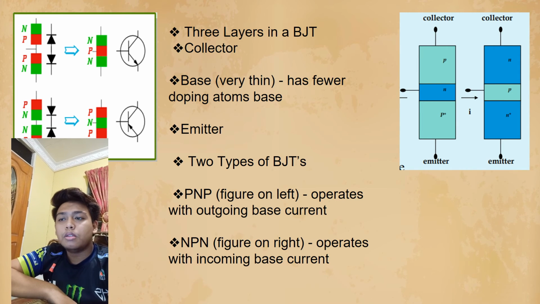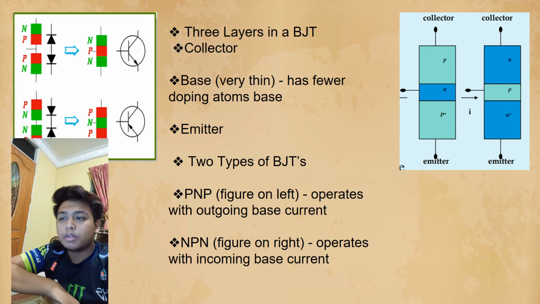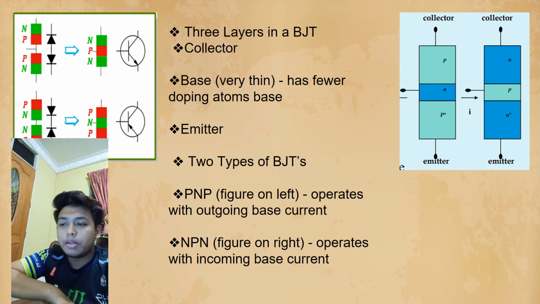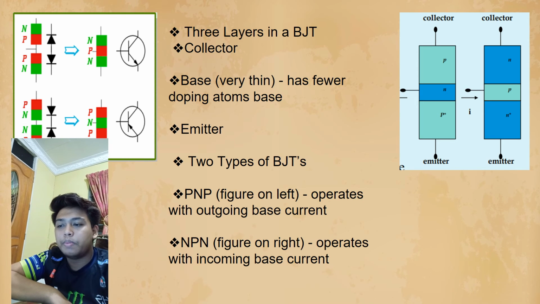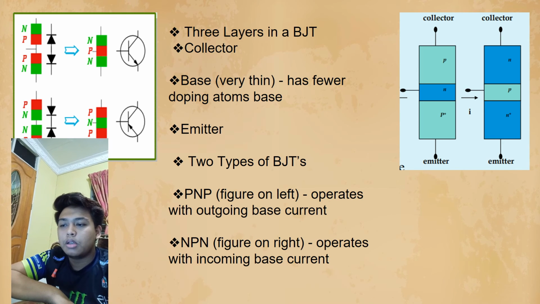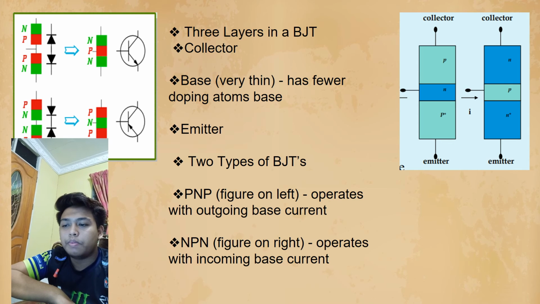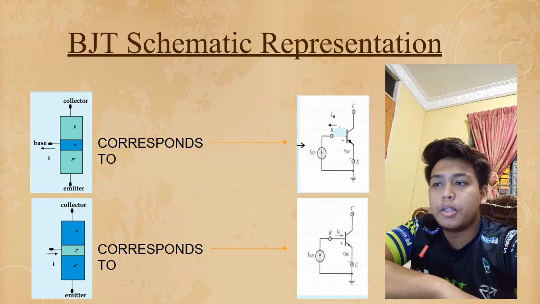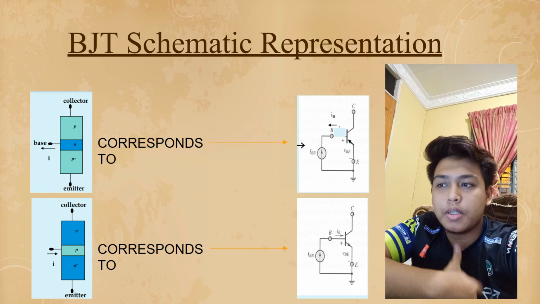3 layers in BJT: collector, base, and emitter. The base is very thin and has fewer doping atoms. There are 2 types of BJT. PNP, figure on the left, operates with outgoing base current. NPN, figure on the right, operates with incoming base current. This is some BJT schematic representation as an example.